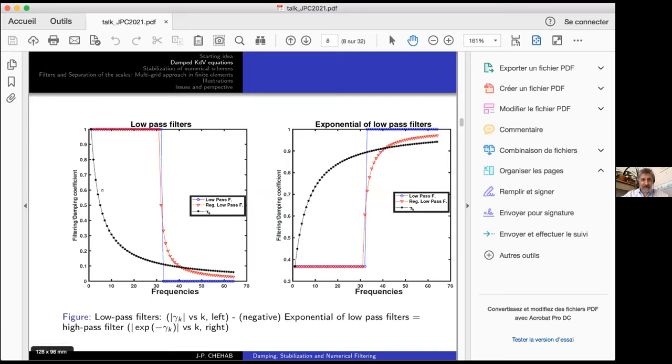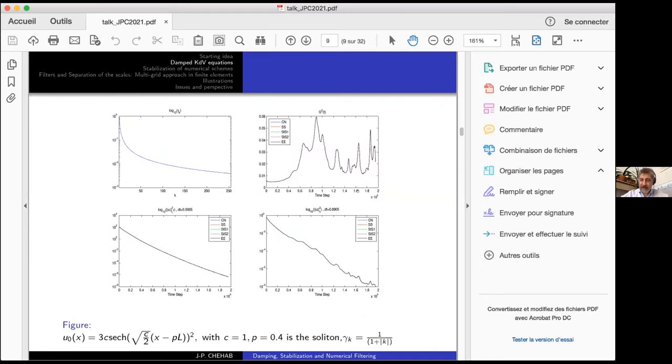Okay? So this is a symbolic representation of the filtering effect. So here you have a low-pass filter that you add to the left. And when you take the negative exponential, you obtain a high-pass filter, in fact. This is an exponential of a low-pass filter. It's a high-pass filter, okay? So in that way, we will think to build damping for the KdV equation. Here, a very simple example with some examples of gamma k, which goes to zero as k goes to infinity.